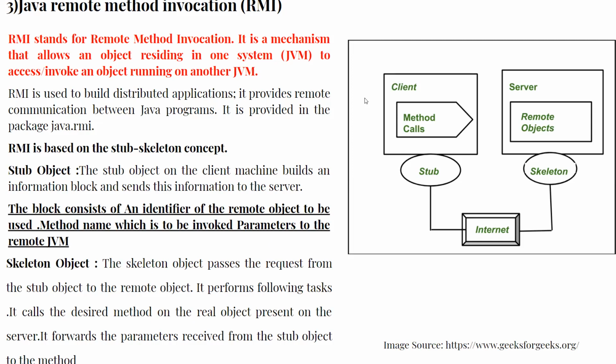You can see over your screen there is a diagrammatic representation. You have your client and you have your server. The client is always going to make method calls, and the language used for making the method calls is going to be Java. That is why it is Java Remote Method Invocation. Servers are going to be remote objects.